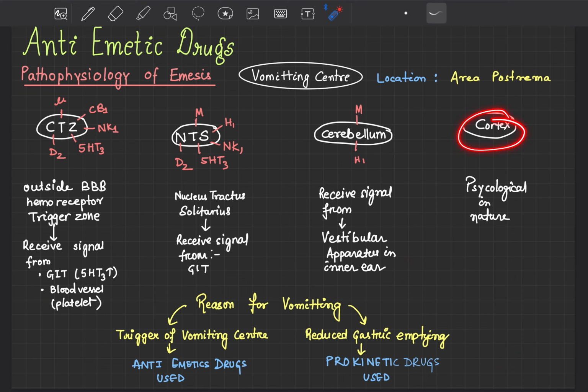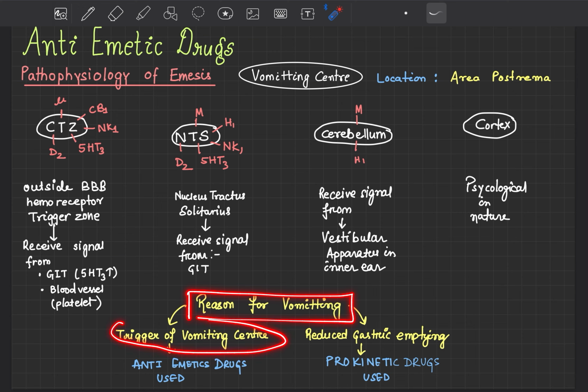And then the cortex, it is mostly psychological in nature, like when you see something or smell a pungent smell, or you see someone vomiting, at that time some people tend to vomit. That is psychological in nature. We should understand the reasons for vomiting.